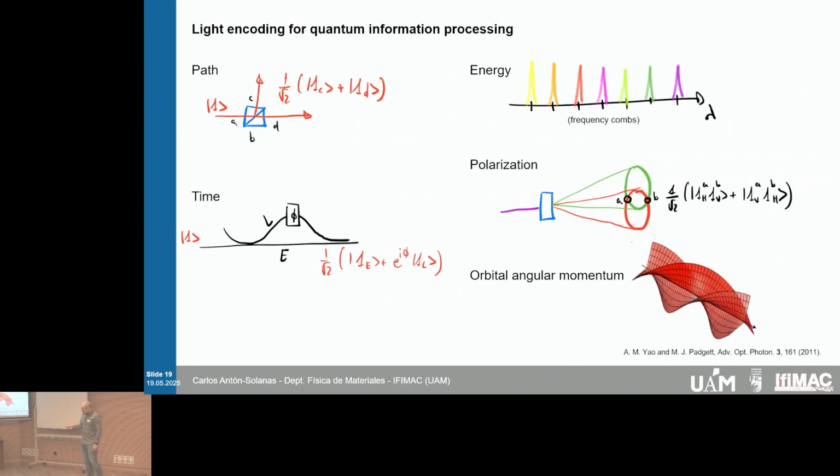So for this first part, where I'm going to be discussing results on semiconductor quantum dots, I would like to start to motivate this research about the different ways that you have to encode information in light. You have many different options: path, energy, time, polarization, even orbital angular momentum. But at the time when I was doing these experiments in 2019, we started to explore a different way of encoding, that is to encode in the photon number basis.